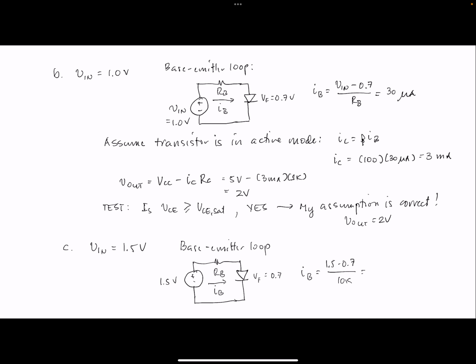And I'm going to get 80 microamperes. And IC is going to be 100 times 80 microamperes. That's beta times IB, which is going to give me 8 mA. So this is assuming active mode.